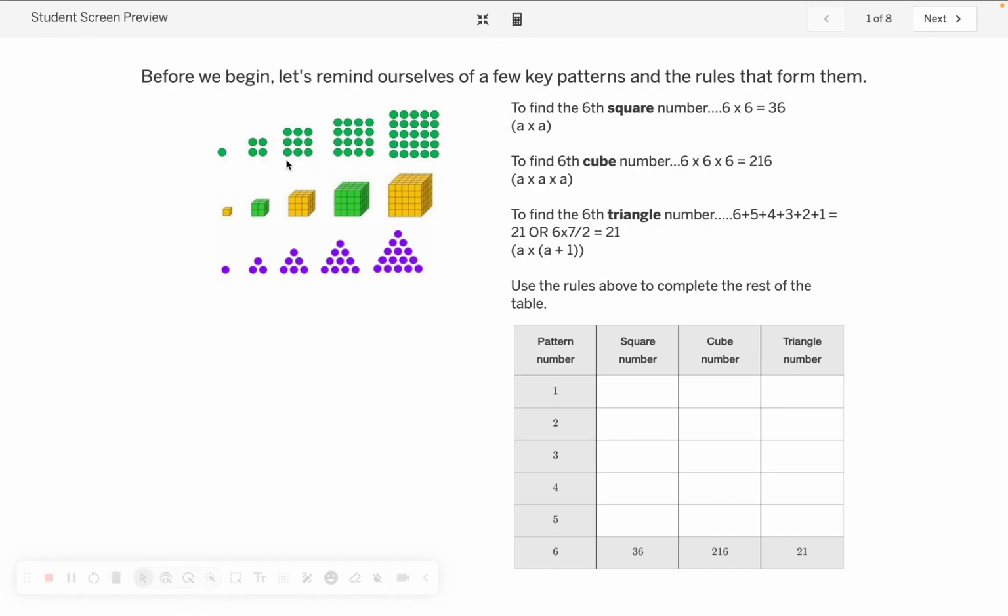Okay, so again, if you count the number of dots in pattern 1, pattern number 2, all the way up to 5, I'm going to really quickly put those numbers in. So it's 1, 4, 9, 16, and 25. So pretty straightforward for square numbers.